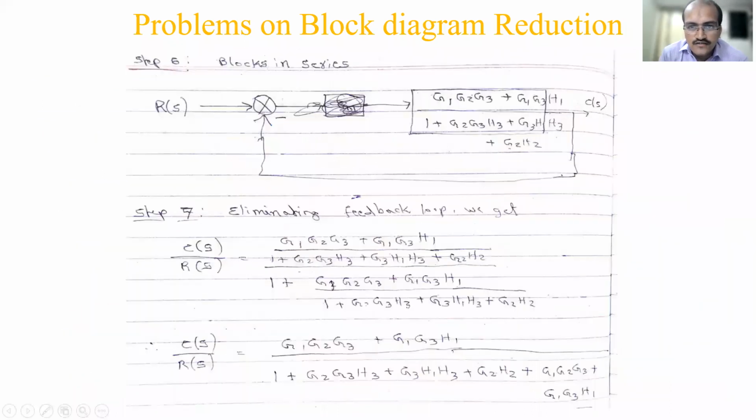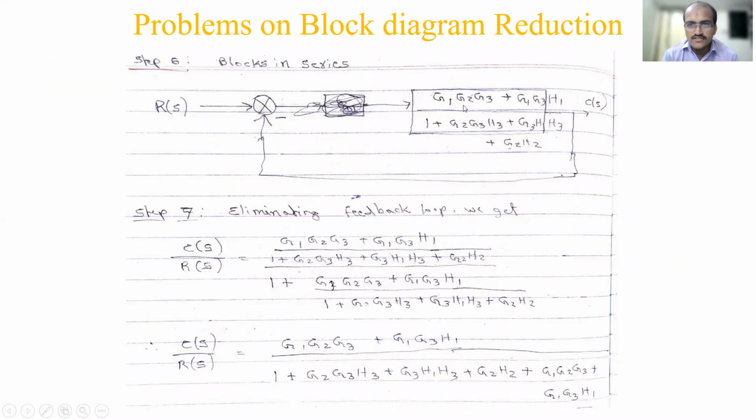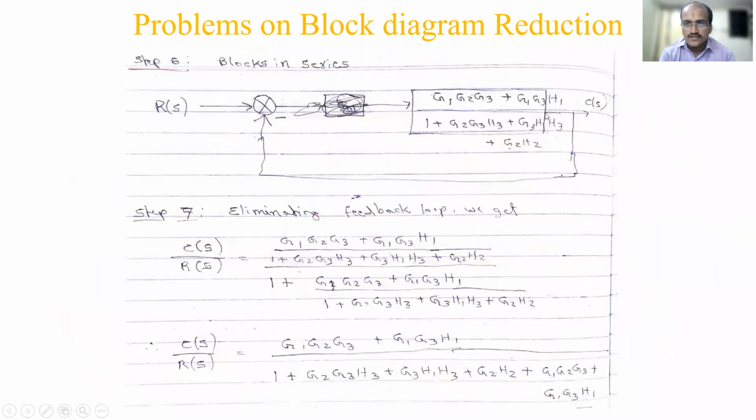Blocks in series, clubbed there. And again simplified it now. All the brackets are removed and written. So G1 will be multiplied with G2 G3, and G1 is also multiplied with G3 H1, and the denominator is whatever was taken common. While you are writing, write it in a uniform manner. Whatever I have done here, you write in the numerator and denominator. So G1 you are multiplying, so it will be G1 G2 G3 plus G1 G3 H1.